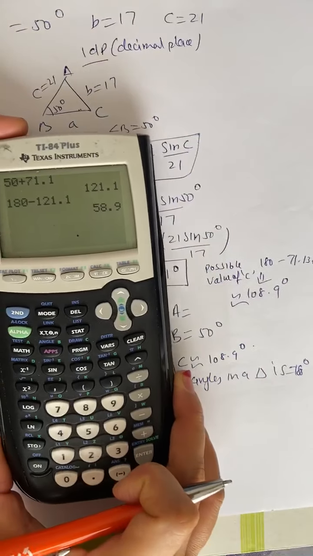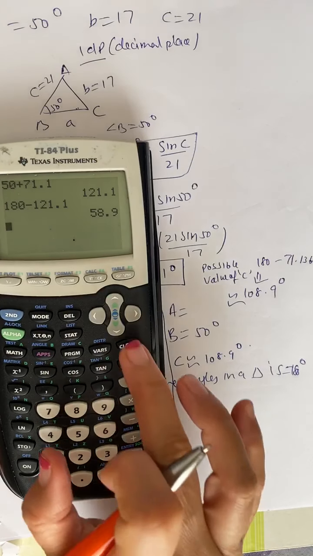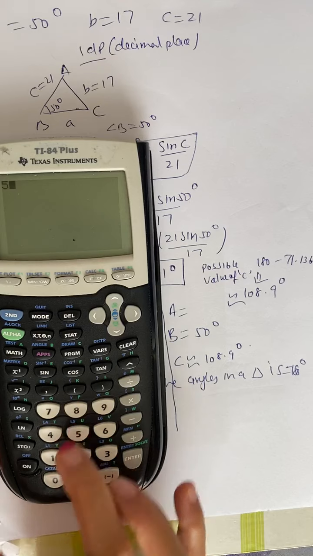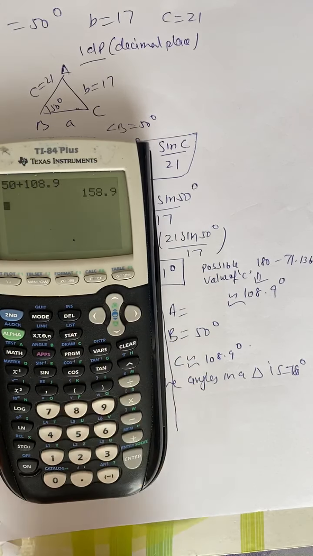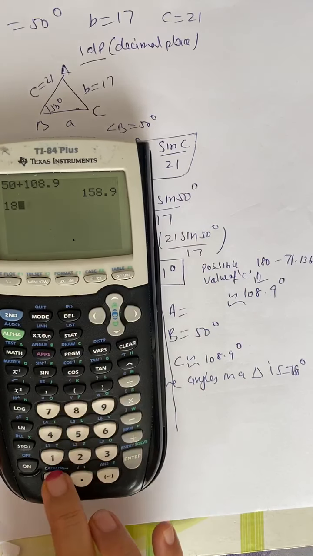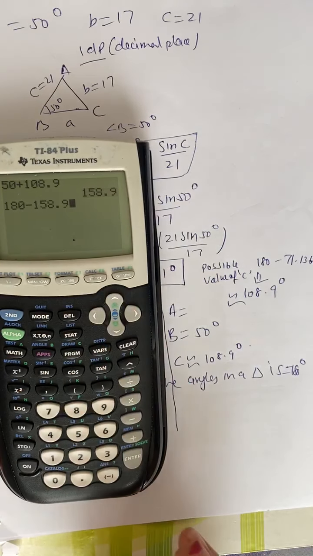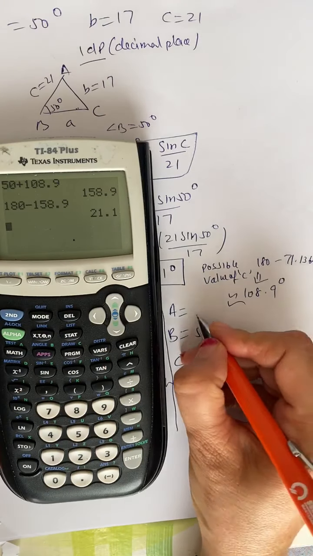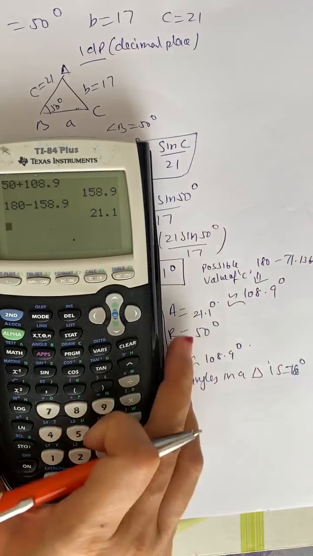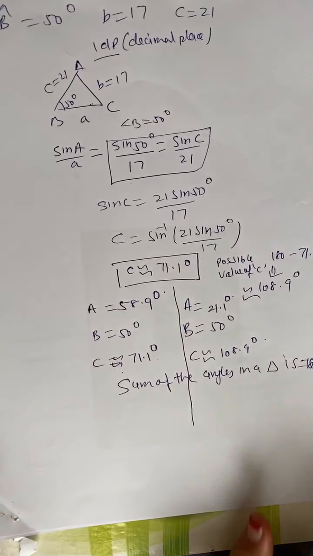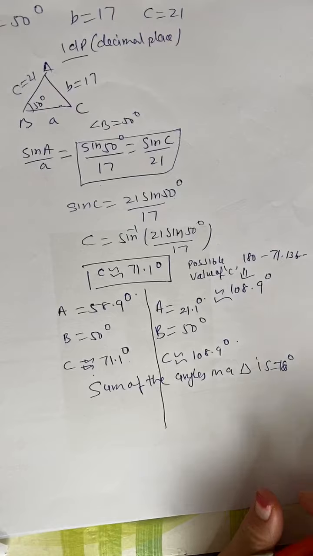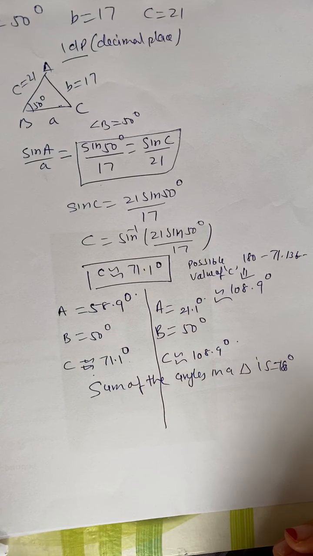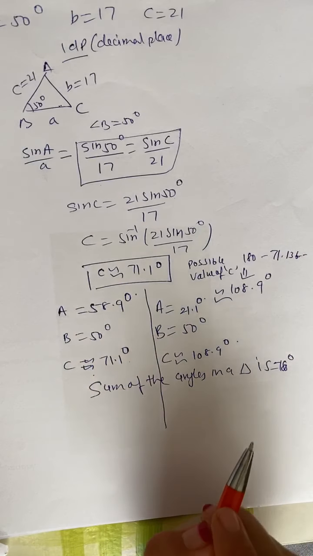Now I'm going to do the same thing for the second possible value of C. The values which we got are 50 plus 108.9. So I got that. And now I need to do 180 minus this one. So we got 21.1 degrees, which again makes sense, which means these are the two possible triangles we can have in this scenario. So this is your ambiguous case. Whenever you use the sine rule, you have to investigate whether there are two possible values or not. That's it. I hope it's clear.